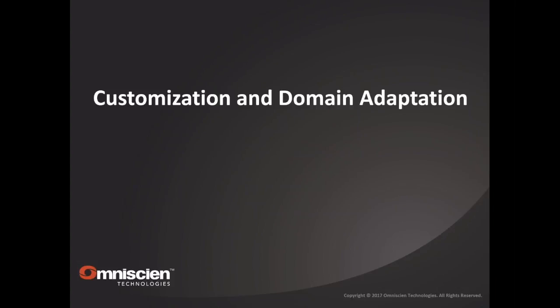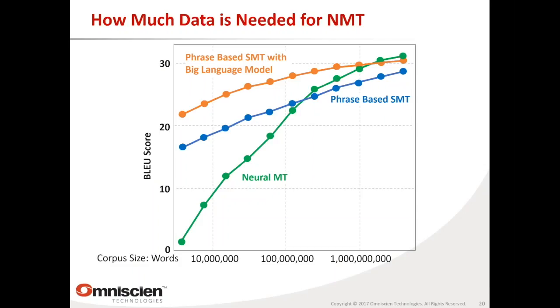So let's look at customization and domain adaptation next. So the question we're often getting is, how much data do we need? Well, as I mentioned earlier, NMT is hungrier for bilingual data than SMT. Now, this is the same data used in this example, and you can see the number of words. So in the beginning, NMT doesn't perform anywhere near as well, but at about the 100 million mark, 100 million words, 110 million, something like that, you start to get an overlap.